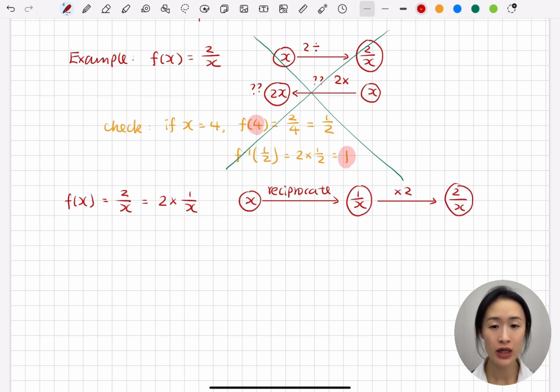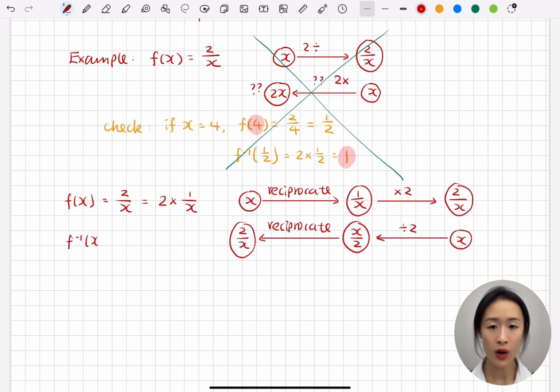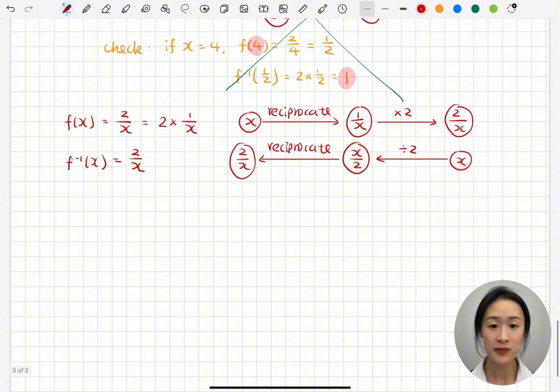Now let's check, what is the inverse of that? Times by 2, the inverse is divided by 2. And then we know reciprocate is going to be reciprocate itself. So x over 2, reciprocate that is going to be 2 over x. Now you might be thinking, why is this the same? Have we made any mistakes?